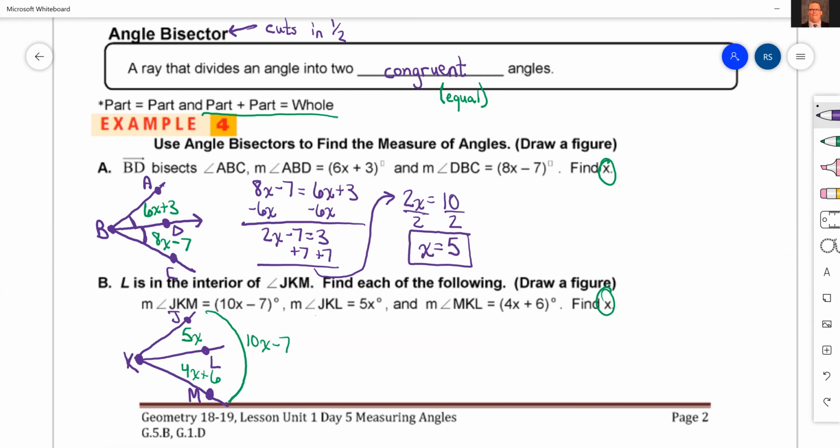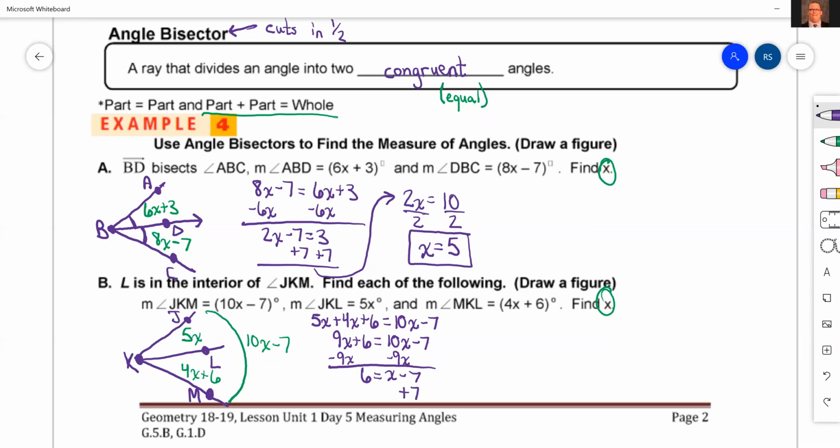So let's set that up. 5x plus 4x plus 6 equals 10x minus 7. Now we can combine like terms. So 9x plus 6 equals 10x minus 7. Let's move our 9x over so we can keep x positive. It's going to be 6 equals x minus 7.